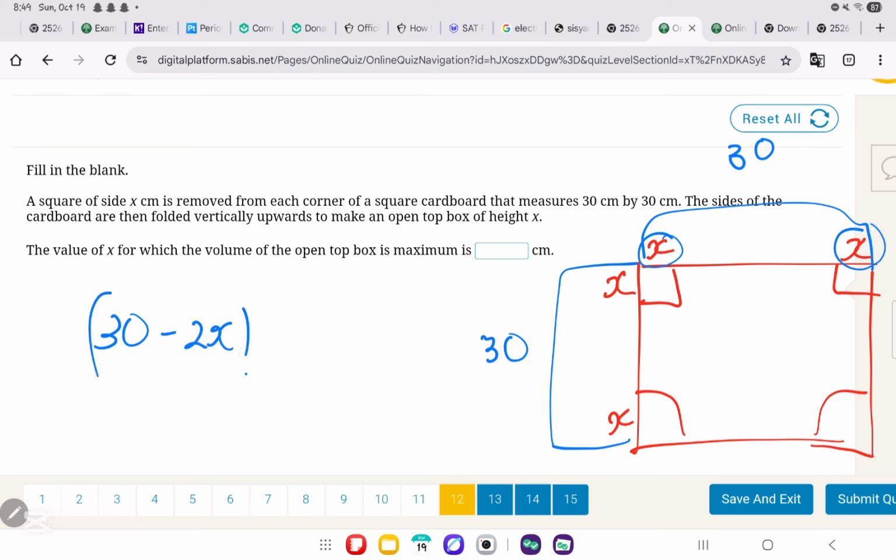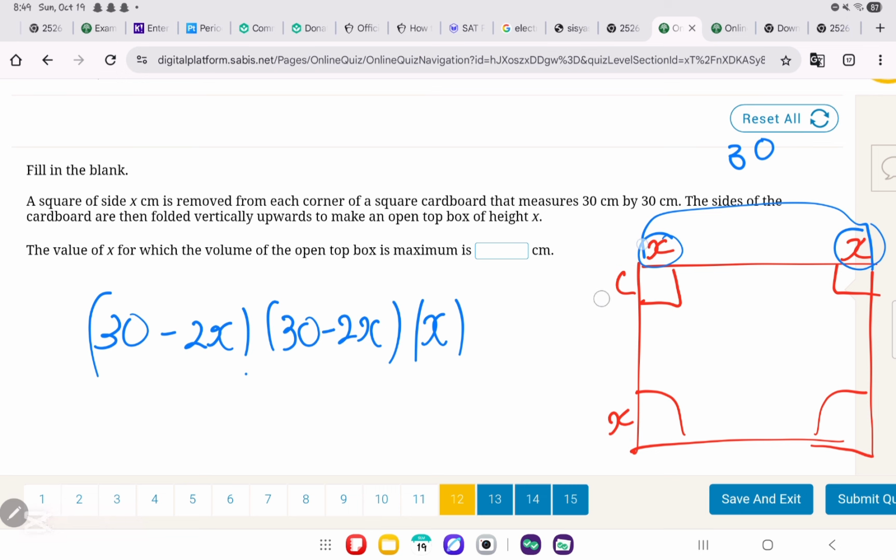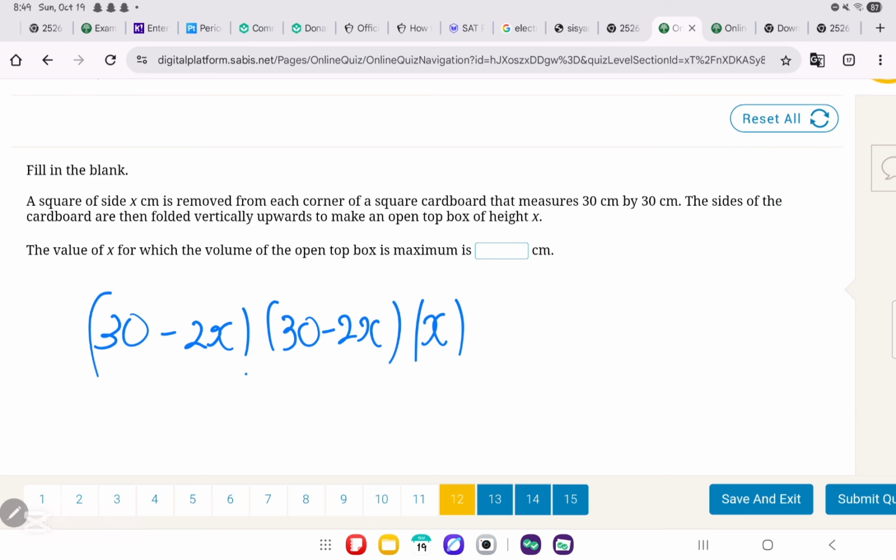Now, remember, how do you find the volume of a box? It's going to be width times length times height. So first we took the width, which is 30 minus 2x. Now the length, which is also 30 minus 2x. And then last but not least, we will multiply it by the height, which is x. So this is very simply the volume of the box that we are dealing with. Now you only need to expand it. So when we expand it, it's going to be 900 minus 120x plus 4x squared, all of it multiplied by x.